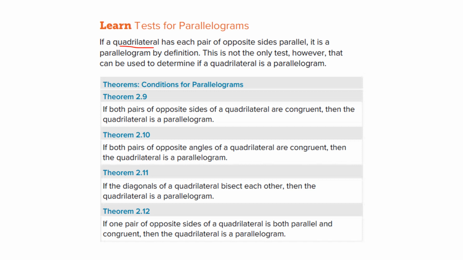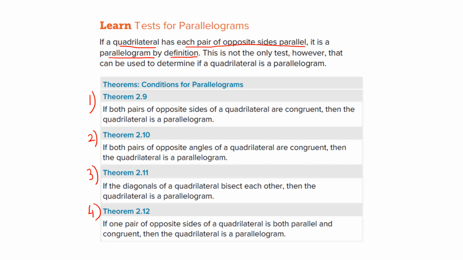If a quadrilateral has each pair of opposite sides parallel, then it's a parallelogram by definition. This you already know. This comes from the definition of a parallelogram. This is not only for the test, however, it can be used to determine if a quadrilateral is a parallelogram. So this leads to four theorems, number 1, 2, 3 and 4 that we'll be doing today.